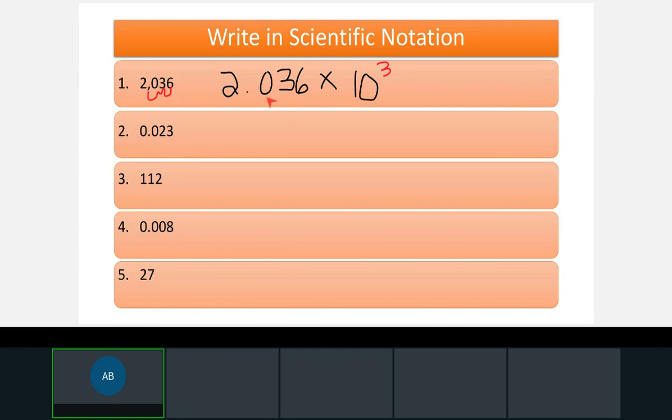I know that to get from this new number here back to the original, that decimal needs to move back 3 places to the right. And that's why it's positive, because we're actually representing a number 2036. So we want that number to grow. That needs to move to the right.